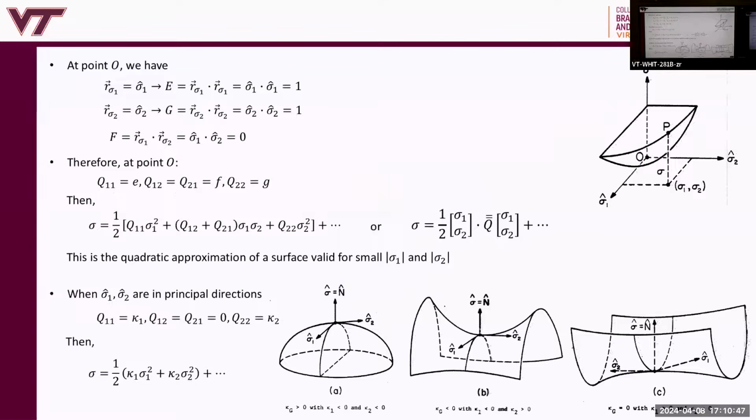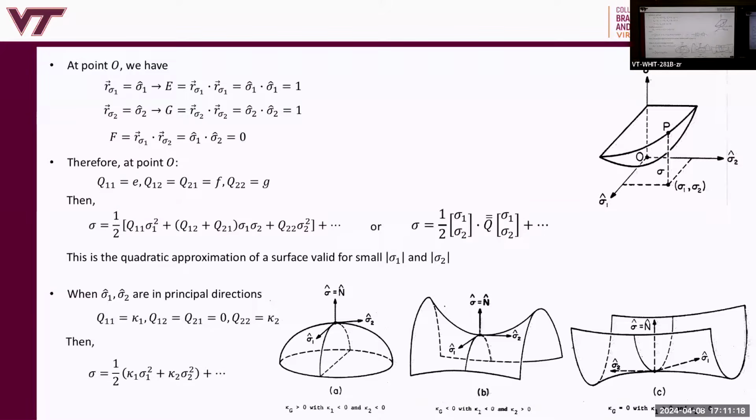So at the point O, we can start to calculate some of these things. R of sigma 1 we said is sigma 1. We know what E is. E is equal to R of sigma 1 dotted with sigma 1. So if R of sigma 1 is equal to sigma 1, then this calculation is nothing but sigma 1 dotted with sigma 1, which is equal to 1. So E is equal to 1, rather. Sorry. Capital G is equal to 1, and F is equal to 0 because sigma 1 and sigma 2 are orthogonal.